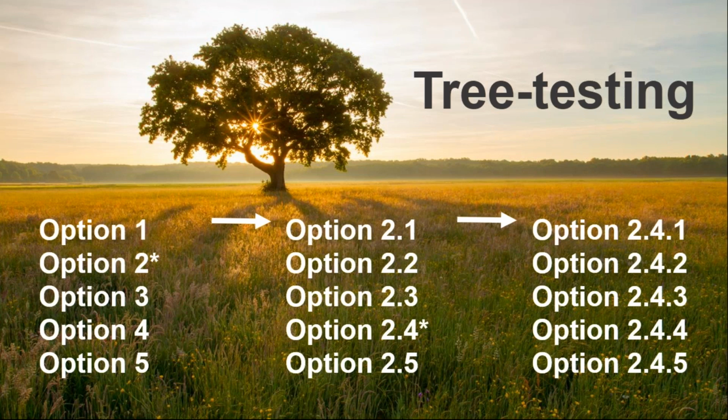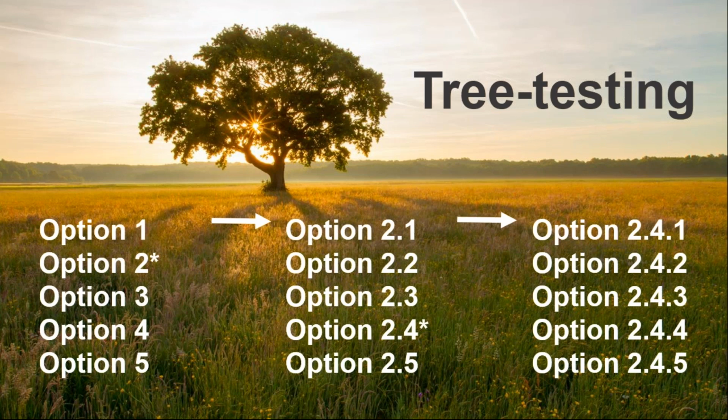Then we give the user a scenario. If we were testing their ability to find an expense report template, and that template was in option 2.4.4, we wouldn't ask them, go find the expense report document. More than likely, we would say, you've just returned from a trip, you need to get reimbursed. Which option do you choose?